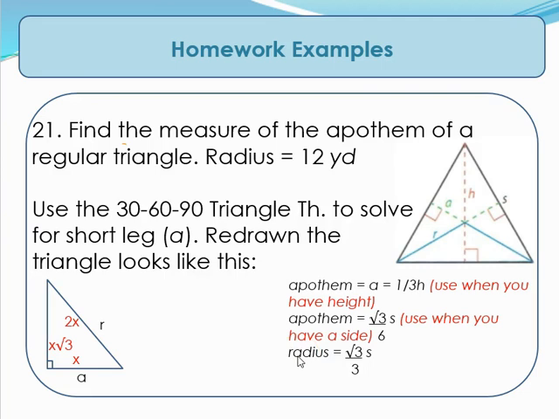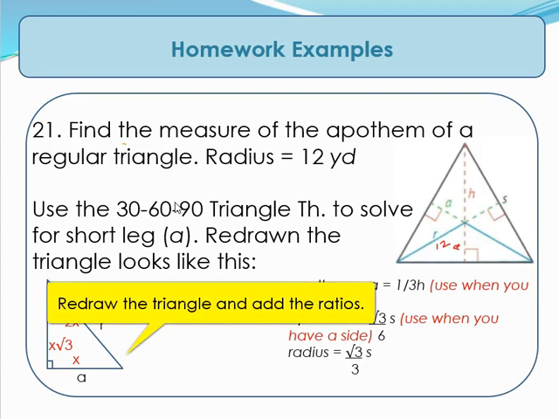21, find the measure of the apothem of a regular triangle. Its radius equals 12, so the radius is 12 yards. This is my hint for you: use the 30, 60, 90 triangle theorem to solve for the short leg, which is A, your apothem of the triangle.